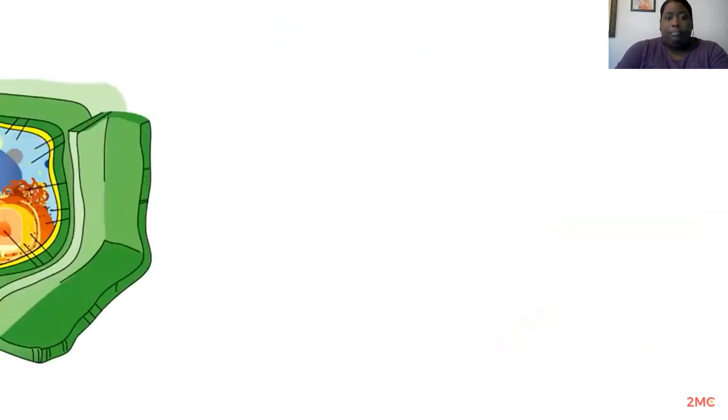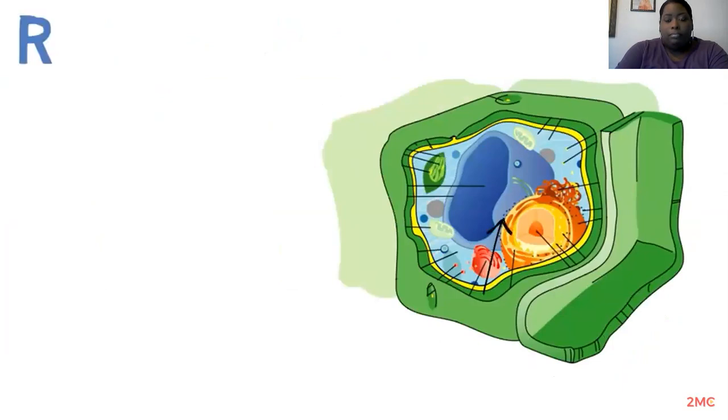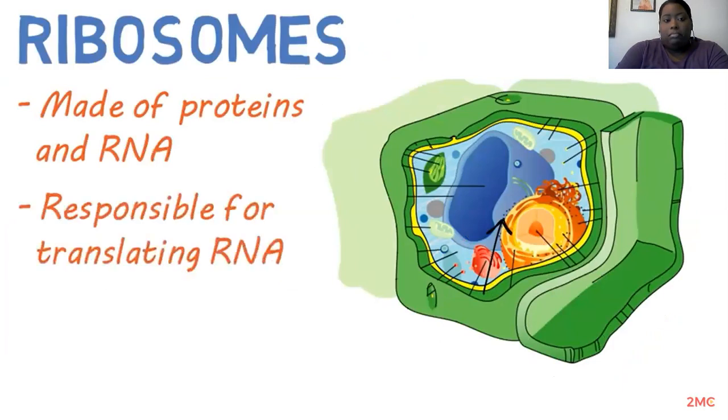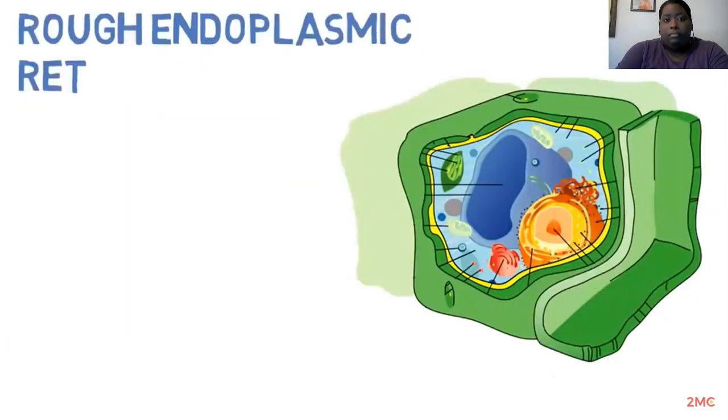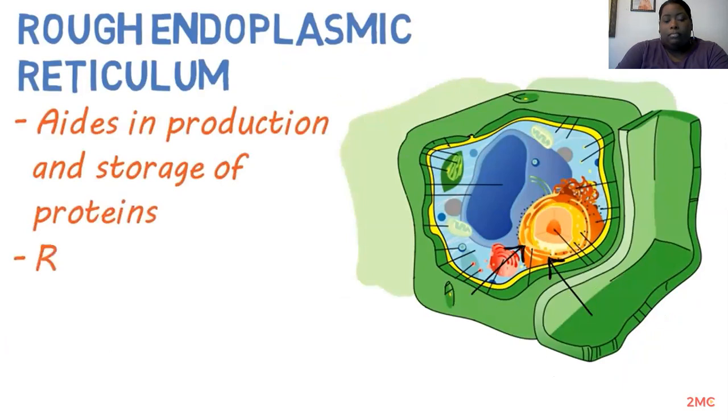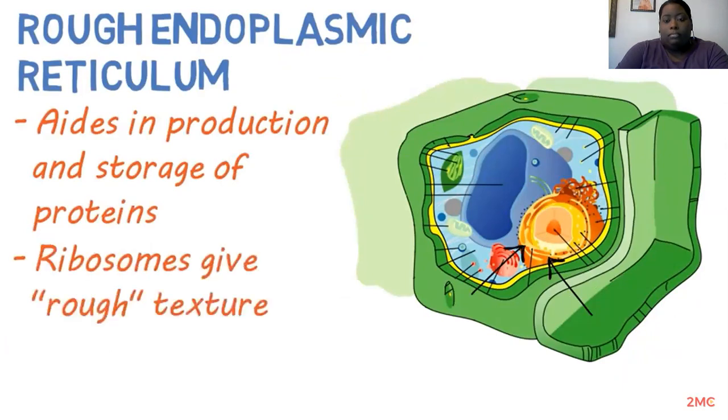Ribosomes are next, and they are small structures throughout the cell made up of proteins and RNA. They are responsible for translating RNA into proteins for use in and out of the cell. They are found free in the cytoplasm or bound to the endoplasmic reticulum, which is our next structure. The endoplasmic reticulum stores the proteins that are made on the ribosomes. It's these ribosomes that give the rough endoplasmic reticulum its name.